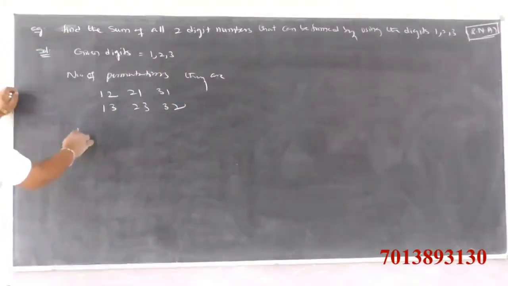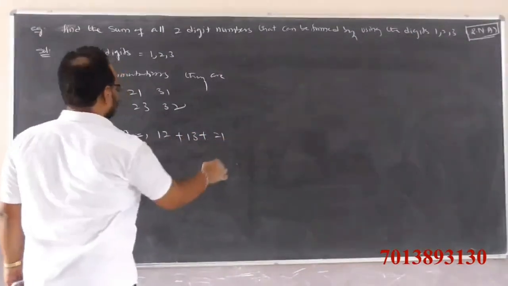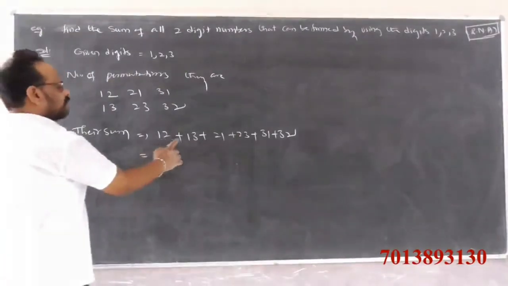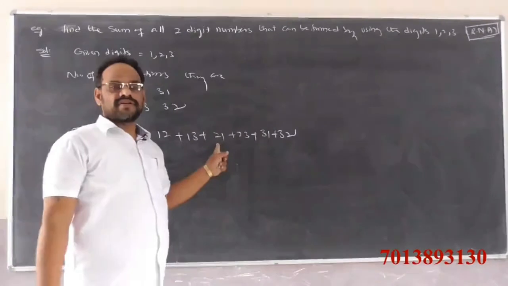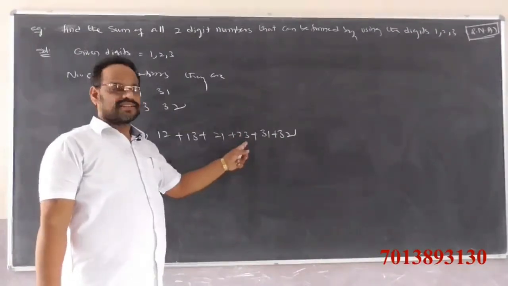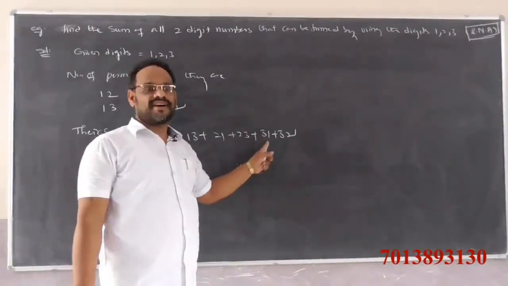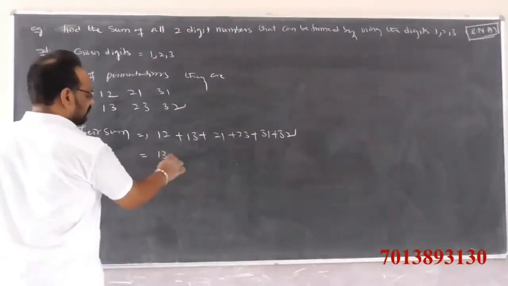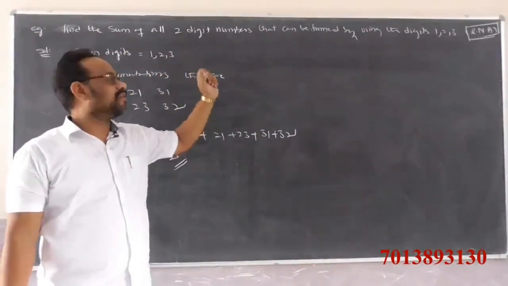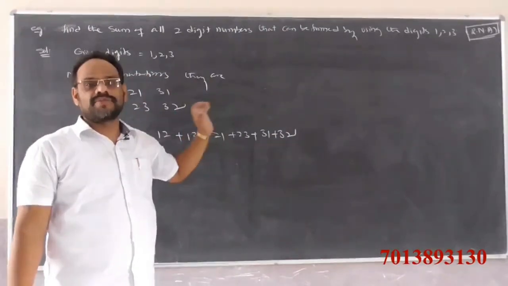We want their sum. Here 12 plus 13 plus 21 plus 23 plus 31 plus 32, we want. Observe. 12 plus 13, clearly 25. 25 plus 21, 46. 46 plus 23, 69. 69 plus 31, clearly 100. 100 plus 32, how much? 132. This is the concept. Find the sum of all two-digit numbers that can be formed by using the digits 1, 2, 3. Clearly, repetition is not allowed.